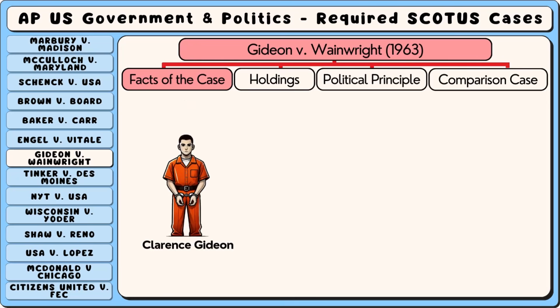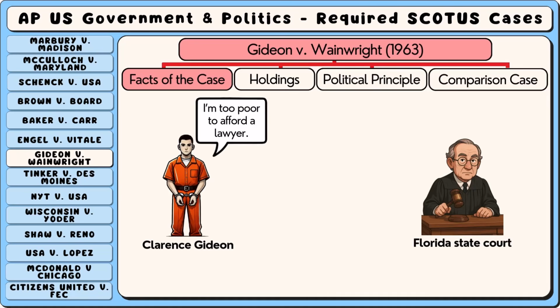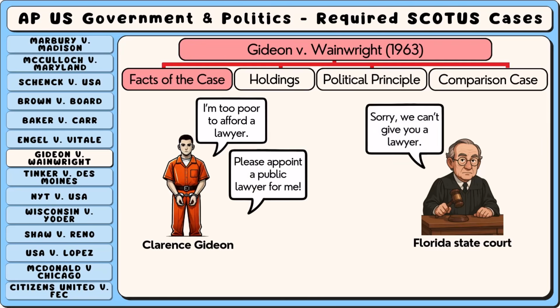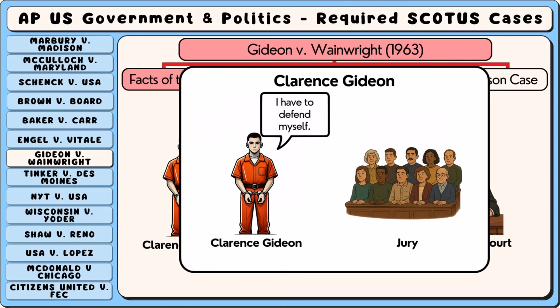In Florida, a man named Clarence Gideon was arrested for breaking into a pool hall and stealing money. Gideon was very poor and could not afford to hire a lawyer. At his first court appearance, he asked the judge to appoint him a lawyer. The judge refused. Under Florida law at the time, the state only gave lawyers to poor defendants in death penalty cases. Because the judge refused, Gideon had to defend himself at trial. The jury found him guilty, and he was sent to prison.